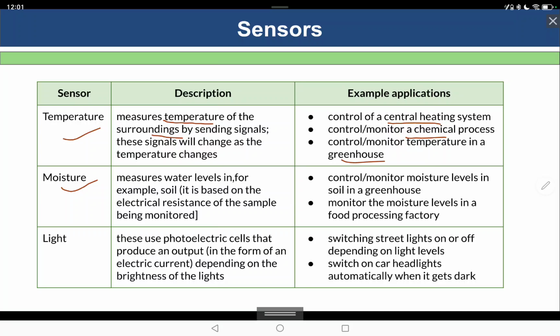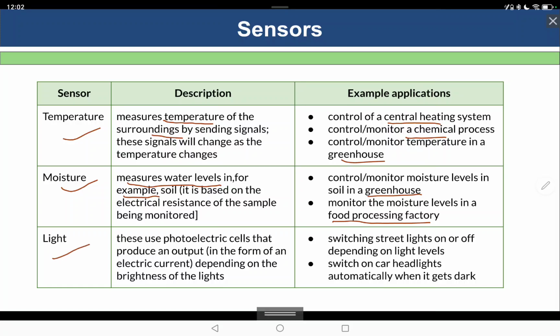Then we have moisture sensor. So the function of a moisture sensor is to measure the water level, for example, in a soil. And it is used in applications like greenhouse to measure the moisture level in the soil. It can also be used in food processing factory to monitor the moisture level.